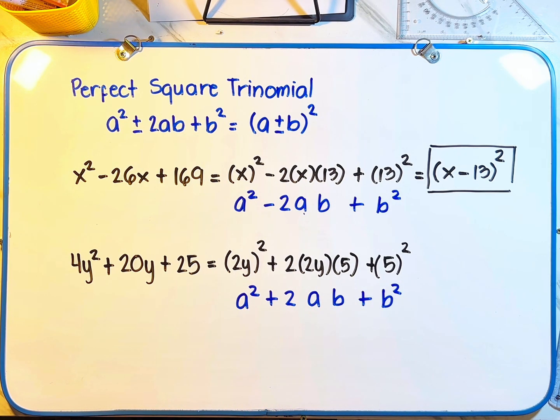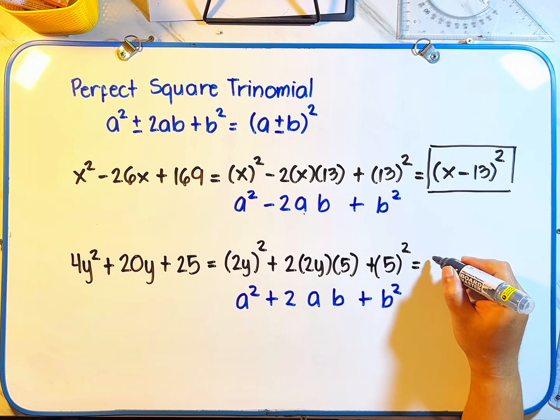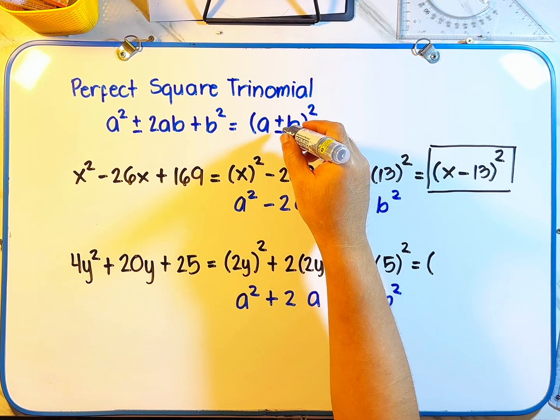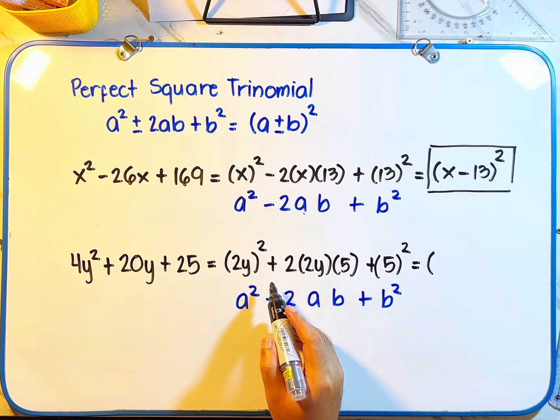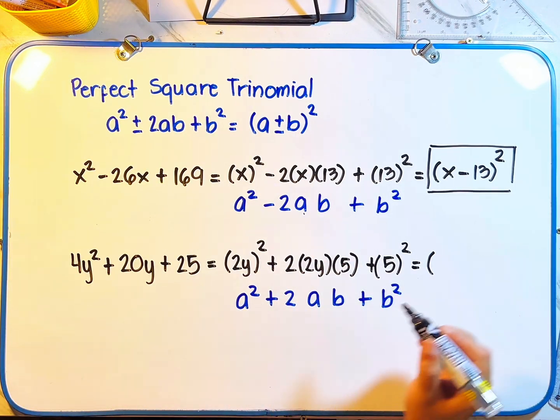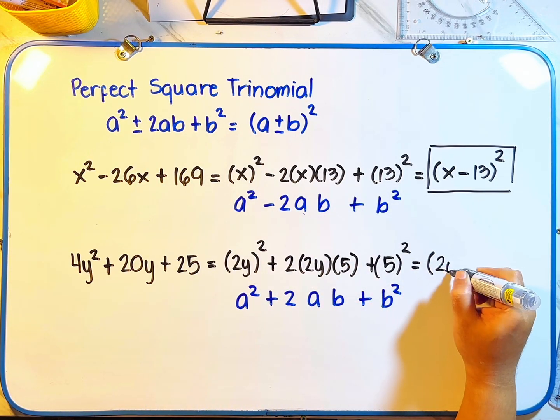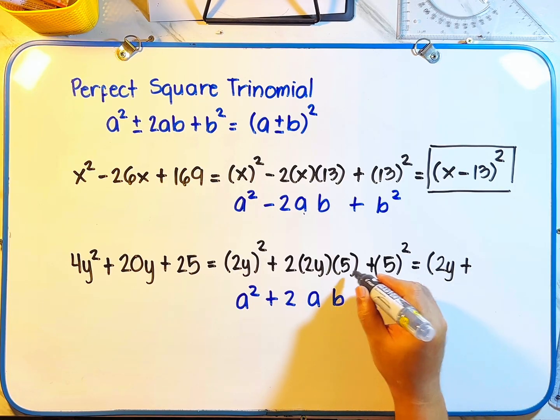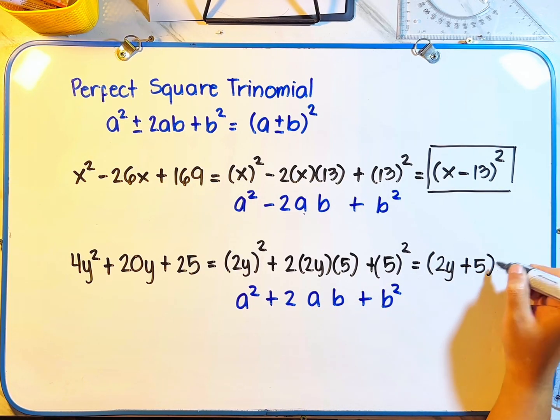So the factored form is equal to a plus or minus b. So we will use plus because this is addition here. a is 2y plus b, our b is 5. And then squared.